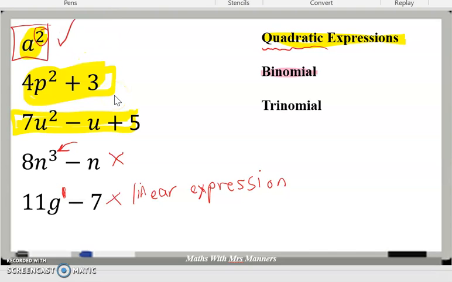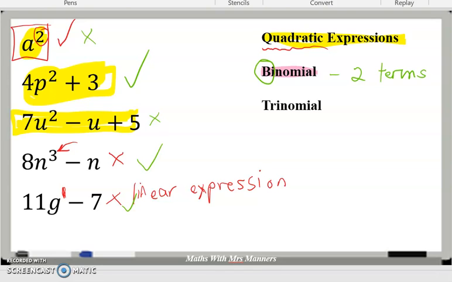Now, the next word we're going to be looking at is the word binomial. When you hear the word bi, hopefully you think something to do with 2, like a bicycle or a bicentenary. So binomial just means 2 terms. If you have 2 terms in your algebraic expression, then it's a binomial. So clearly, this is not a binomial. This is a binomial. This is not a binomial. It actually has 3 terms. I'm hoping you're guessing what the word for 3 terms is. This is a binomial, and also this is a binomial.